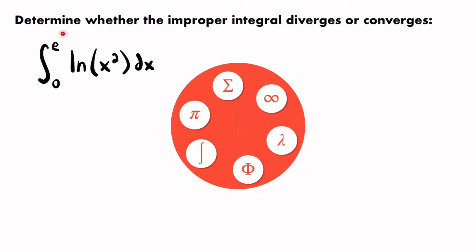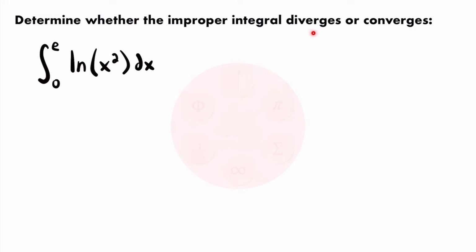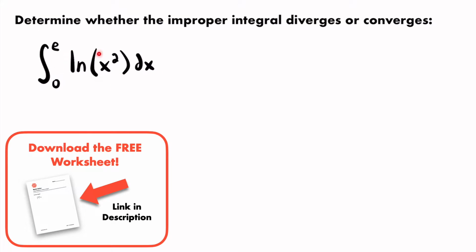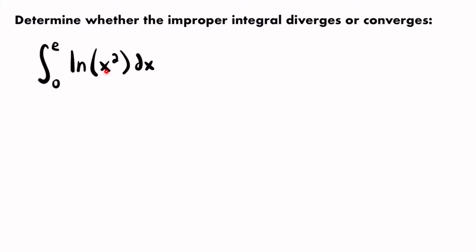So here we want to determine whether the improper integral diverges or converges. And we have the integral from 0 to e of the natural log of x squared dx. Now the reason that this is an improper integral is because the function that we are trying to integrate here, the natural log of x squared, is not defined for the lower bound of integration, x equals 0.